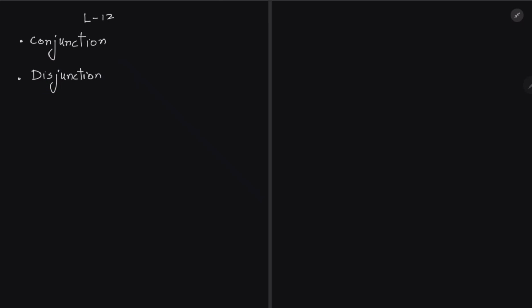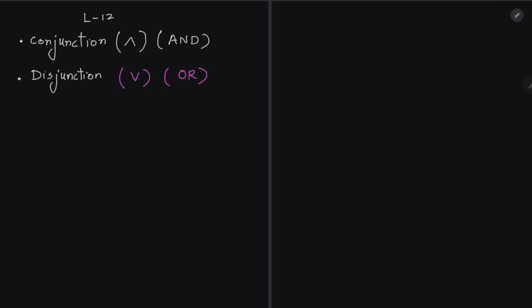So let me write the symbol for conjunction. For conjunction, we use this symbol, and for disjunction we use this symbol. Conjunction means it is "and", and disjunction means it is "or". So it is the connector of two statements where the two statements are connected either with "and" or with "or".